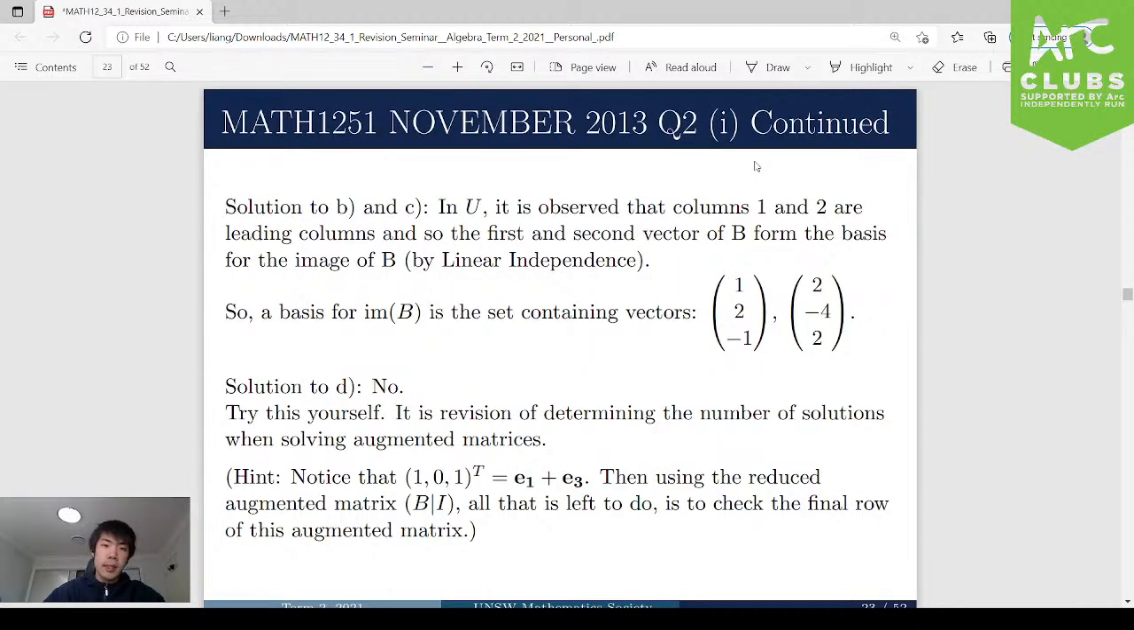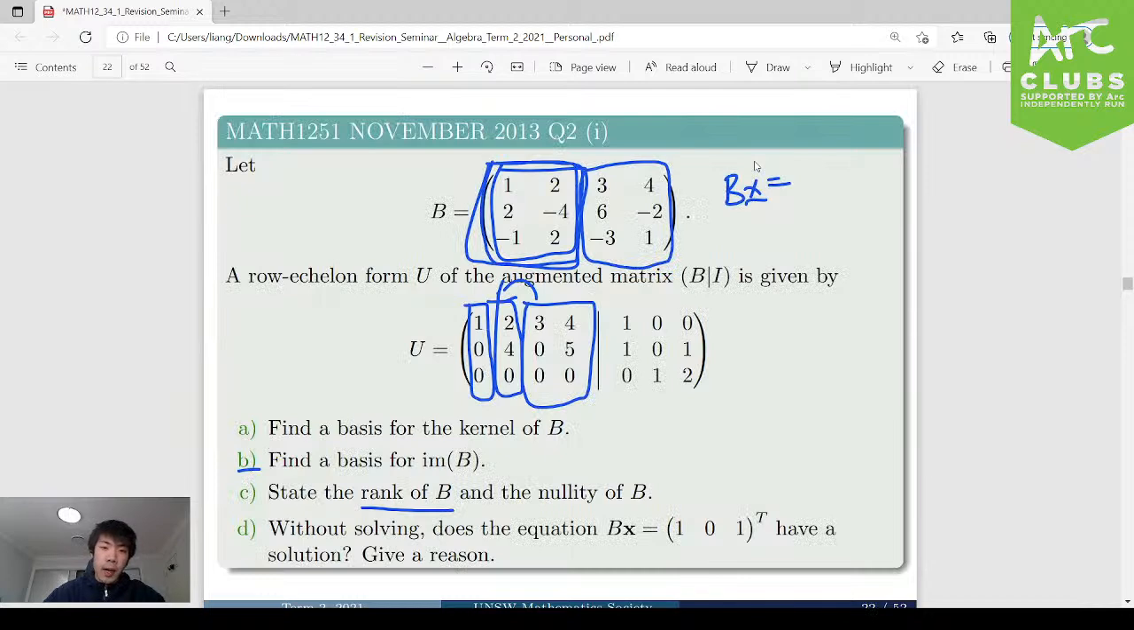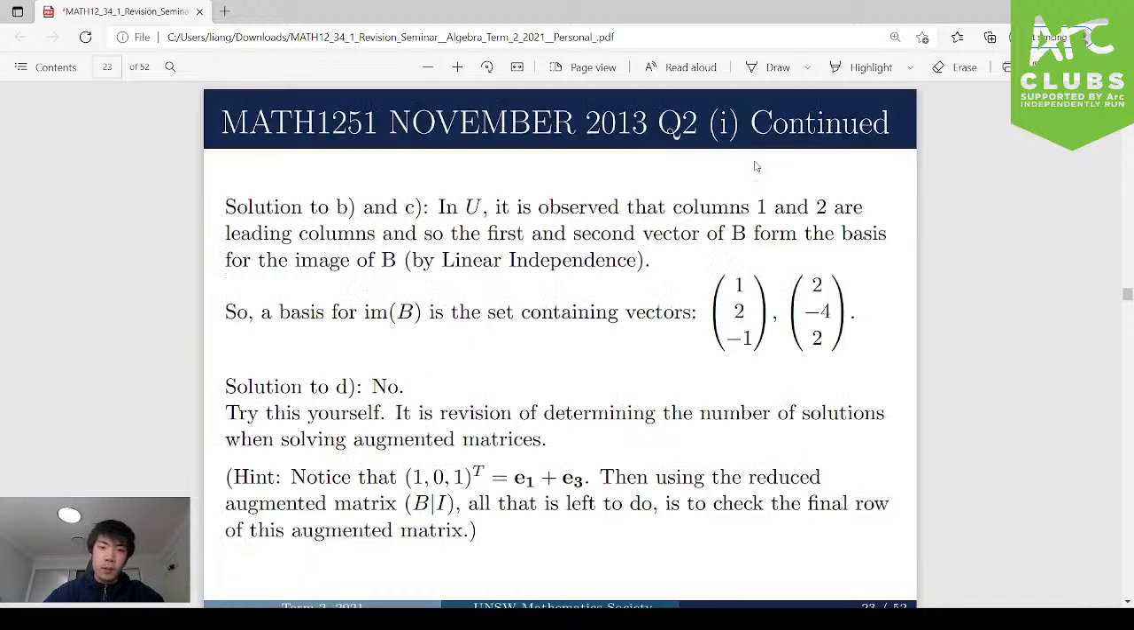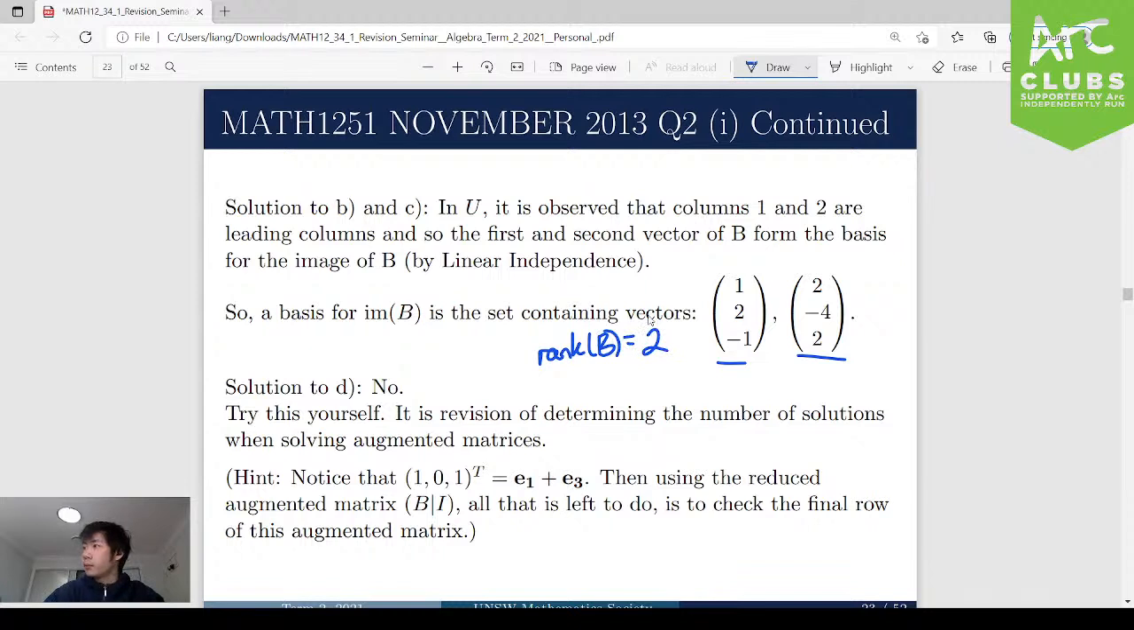Now, for part C, what is the rank of B? Well, just in the same way we found out what the nullity was, we just look at how many vectors are in the basis for the image. In this case, there's only 2 vectors here, and so your rank of B is 2. Okay, and that's it.